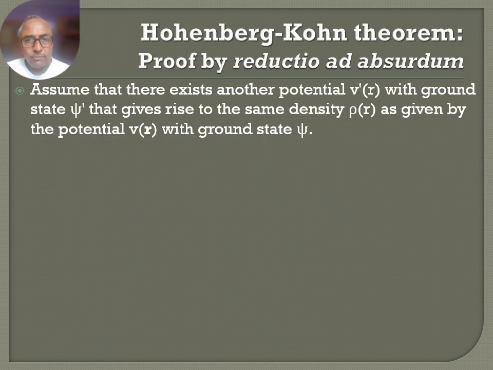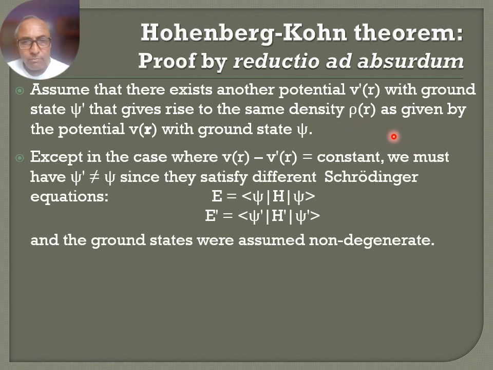The formal proof of the Hohenberg-Kohn theorem proceeds by reductio ad absurdum. That is, assume that the Hohenberg-Kohn theorem is not true. That means assume that there exists another potential V'(r), which corresponds to the ground state wave function ψ', that gives rise to the same electron density ρ(r) as given by the potential V(r), which corresponds to the ground state wave function ψ. Then, except in the case where V(r) minus V'(r) is a constant, we must have ψ' not equal to ψ, since they satisfy different Schrödinger equations.